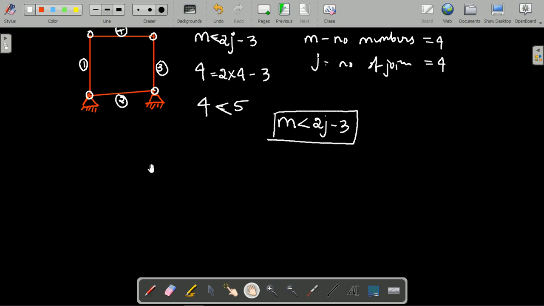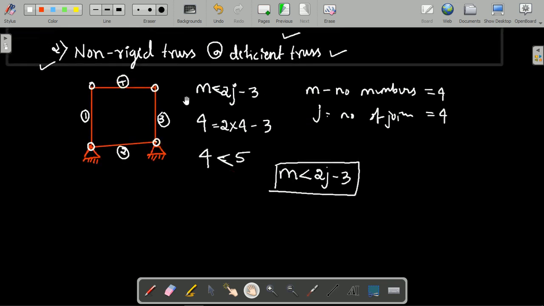And the last thing, the over rigid truss. Now the deficient truss is over. If m is less than 2j minus 3, then the number of members is insufficient to carry the load. If it is greater, we are providing more than the requirement. That is the over rigid truss, which we can also call a redundant truss.